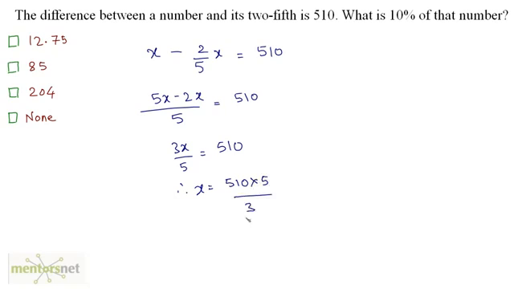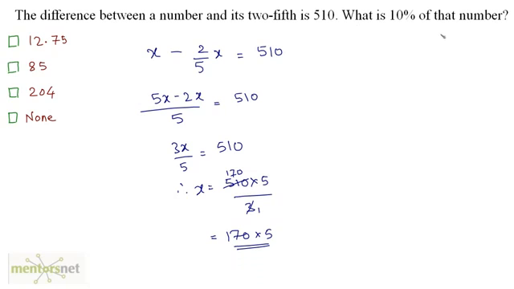and 510 is divisible by 3, so I get 3 ones are 3, 3 ones are 3, and 3 sevens are 21, and this 0. So 170 times 5 is x. Let us keep it as it is. Let's see what else is there.